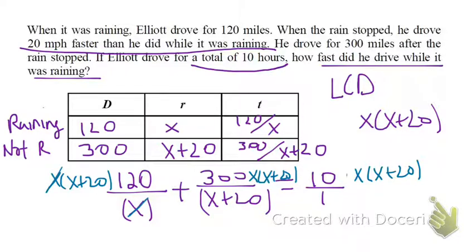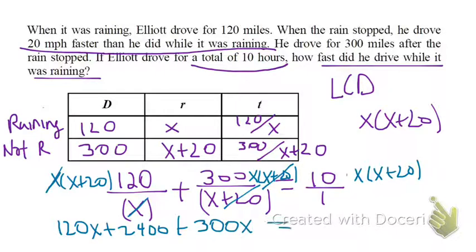What did you get when you multiplied the 120 times the X plus 20? 120X plus 2,400. All right, plus, now your next one, it is the X plus 20s that get canceled. So 300 times X would just be 300X. Okay? On the right-hand side, what cancels?